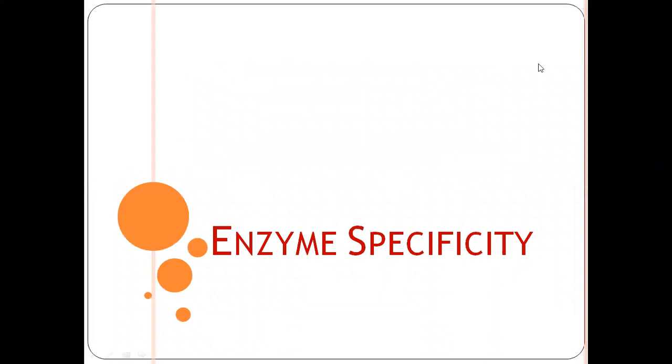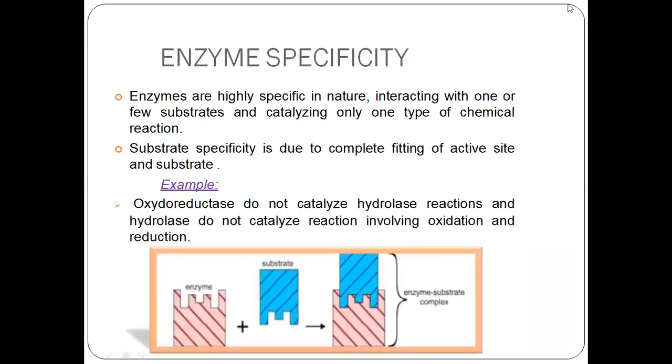Then we have enzyme specificity. Enzyme specificity means each enzyme, as I said, since its active site is unique, will bind with only specific substrates. Let us see the enzyme specificity in detail. Enzymes are highly specific in nature.